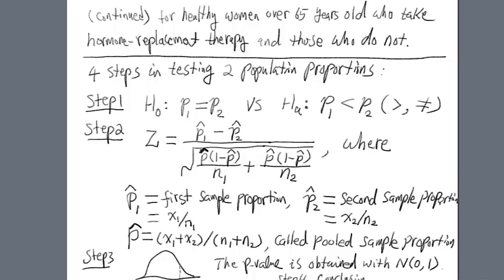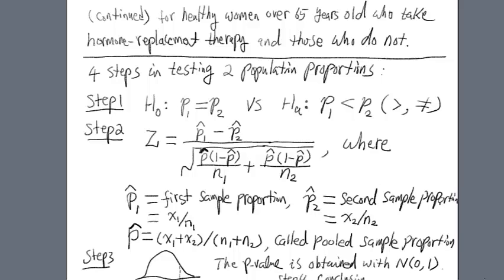Step 2, we're going to use a standard normal test statistic. The statistic is denoted as Z. Z equals the numerator P1 hat minus P2 hat. The denominator is the standard error, square root of P hat times 1 minus P hat divided by N1, plus P hat times 1 minus P hat divided by N2.